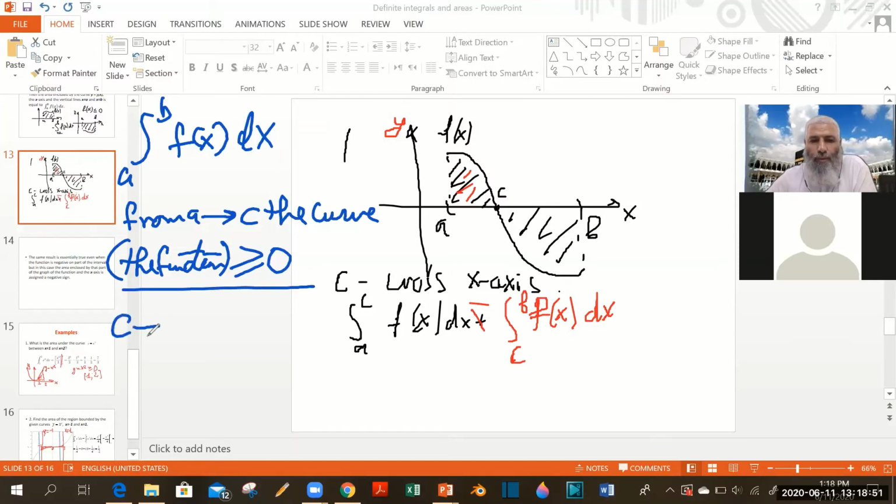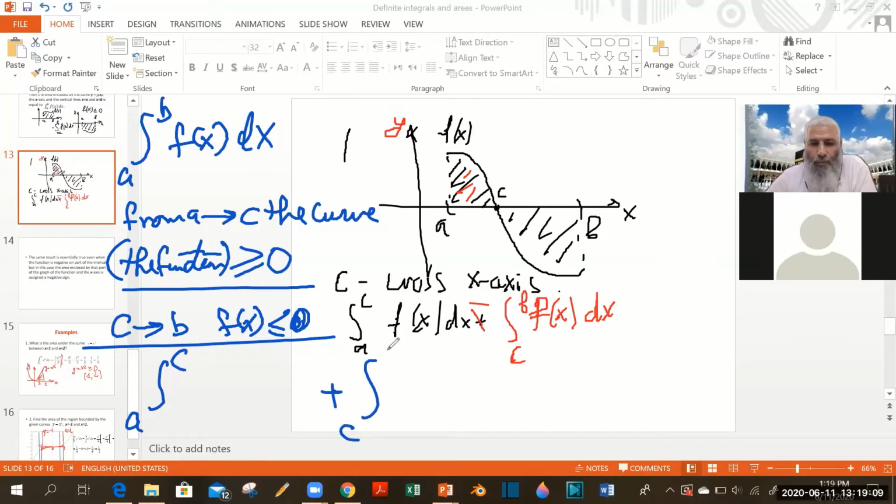Then from C to B, the function is less than or equal to 0. So what to do? She divided the area from A to C, then plus from C to B. From A to C, it is the integral of f of x dx, and from C to B it is not positive, it is minus, because we take the opposite of the integration of f of x dx. So this is from A to C and from C to B. We add the opposite, the negative of the integration.